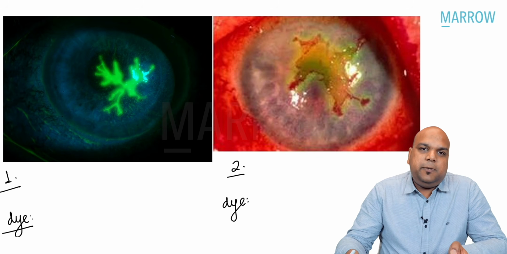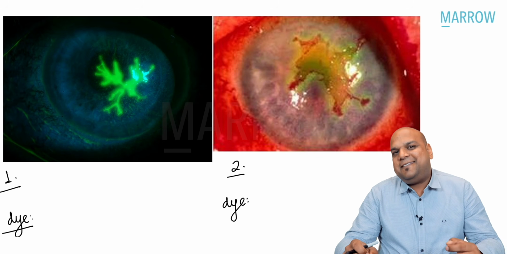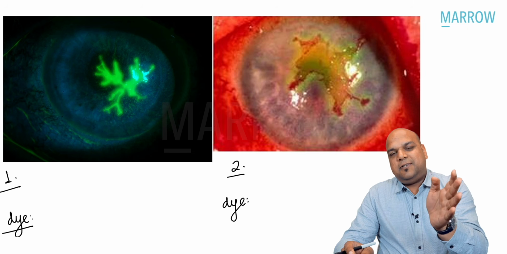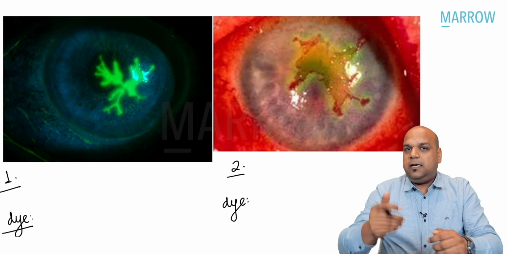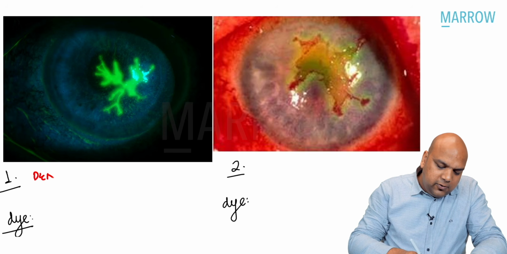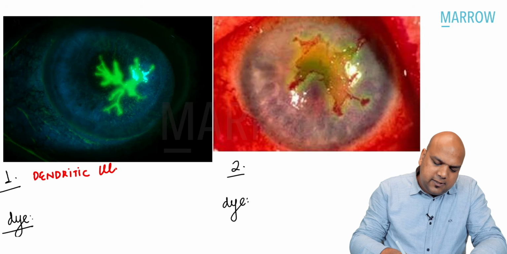Two images, very common images. I know all of us know them, but they're important to revise. That's why we are revising these images. First of all, image number one, the diagnosis and the dye used. Then image number two, the diagnosis and the dye used. Yes, let's start with the answers. Very good. I know you've already written the answers or spoken the answers at least. I'll take probably 30 seconds to write them.